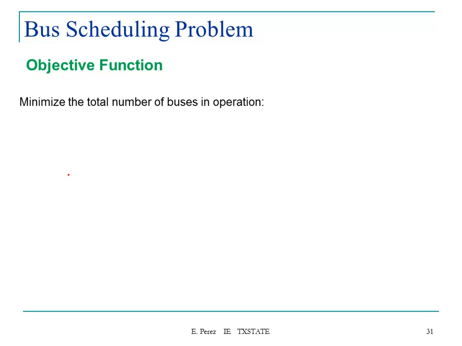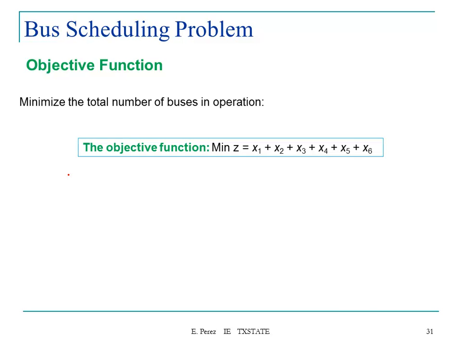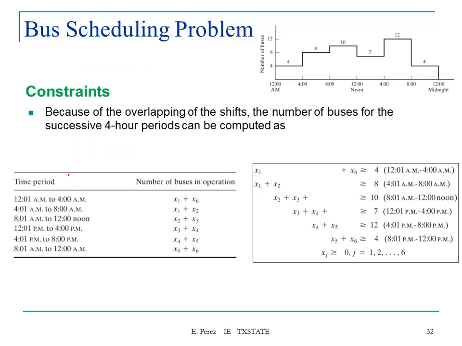Now, the objective function will be to minimize the number of buses that you have in operation. Okay, so you want to minimize your x1, x2, x3 until x6, which are the number of buses that you're going to have working during each time period. Okay, so from there, the only thing that we need to do is to establish our constraints.